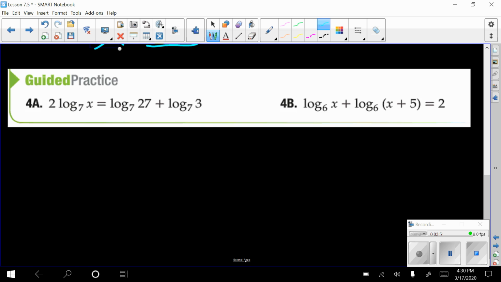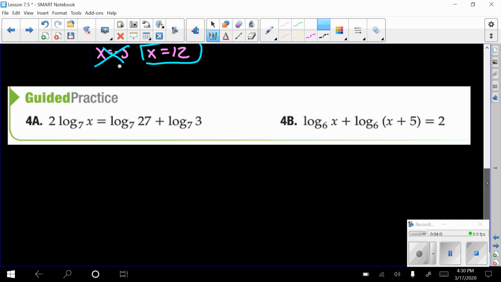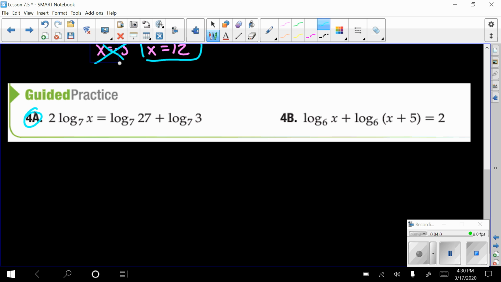We're going to do one more. We're going to look at 4a. 4b is pretty much the same as the one that we just did. So we're going to look at 4a down here. This one's going to use a couple properties. We're going to use the one from up above again, and we're going to use the one that has the exponent in it. So looking at the left side, I see this 2 out front. That 2 is actually the exponent on x squared.